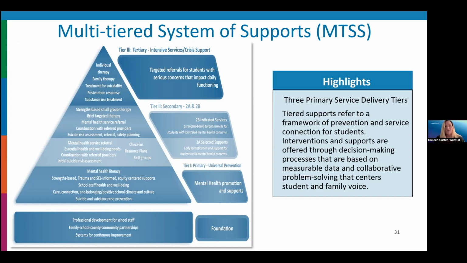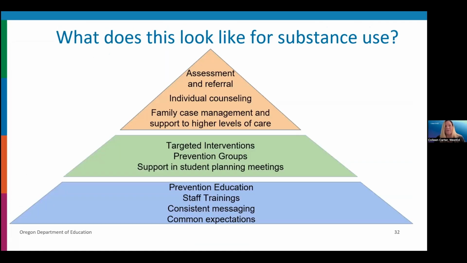These are targeted referrals and services for students that are dealing with serious mental health or health concerns that could impair their daily functioning. And this could include referrals out to individual or family therapy or substance use treatment. Or in this case, it was mental health treatment. That leads me to the next slide, where I want to take that MTSS model and build it for substance use.